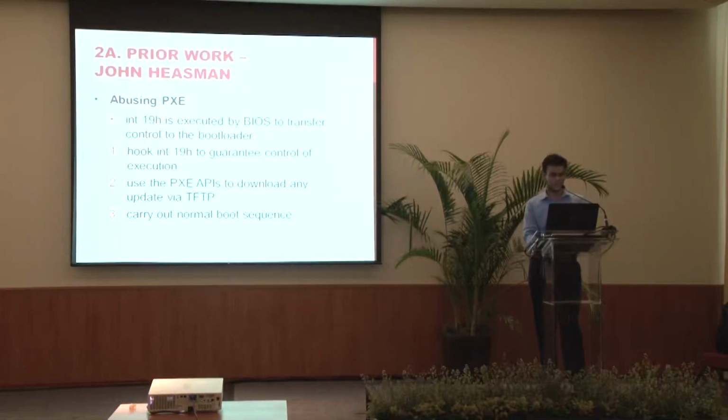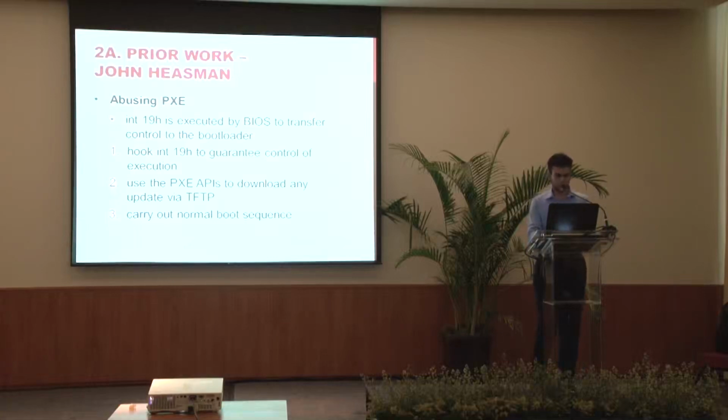INT 19 is an interrupt that the BIOS calls to transfer control to the bootloader. It goes through all the enumerated option ROMs, picks one that can actually boot using the PnP expansion header, and then it tries it. If it fails to boot, it goes on to the other one, and so on. So a PXE ROM can hook the INT 19 interrupt so as to guarantee control of execution. Then you can use the PXE API, which provides a TFTP connection to download any update to the malicious ROM.